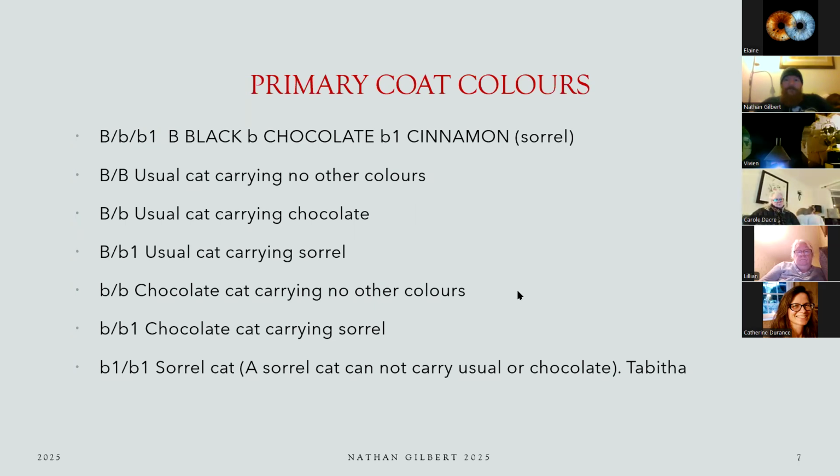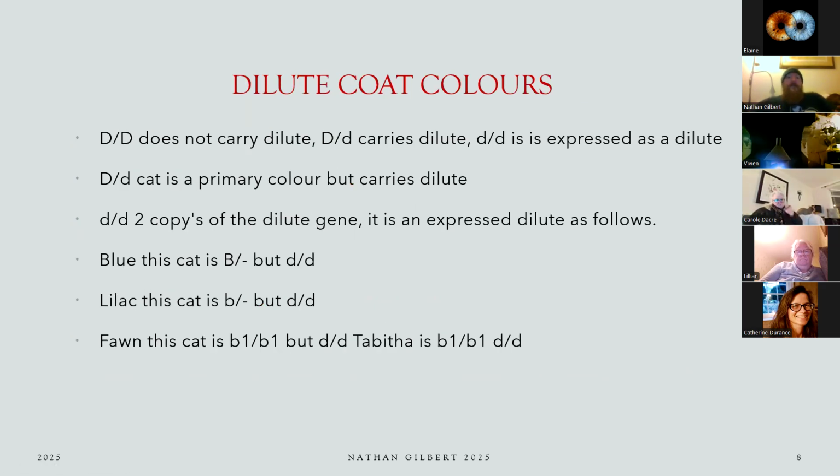And now I'm going to go to the dilute colors. So our usual, chocolate and cinnamon sorrel cat, they are not dilute. They could carry dilute or not. If they don't carry dilute, they'll be big D, big D. Don't carry dilute, won't ever produce any dilute kittens. Both parents have to carry or be dilute to get dilute kittens. They could be big D, little d, where they carry dilute. It's not expressed on them, but they carry it.